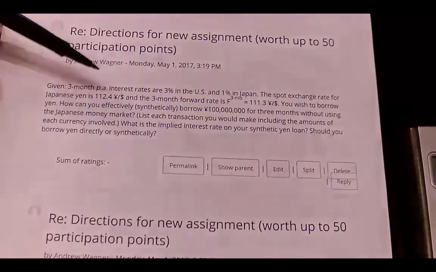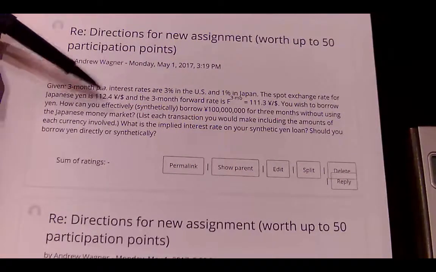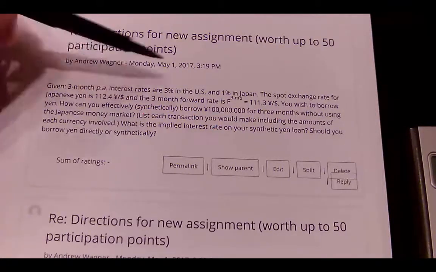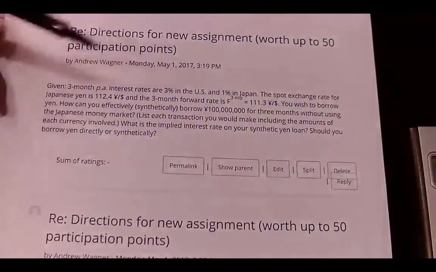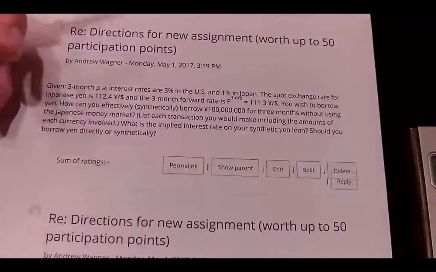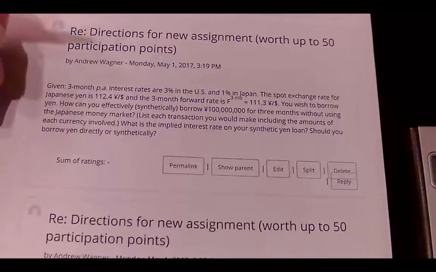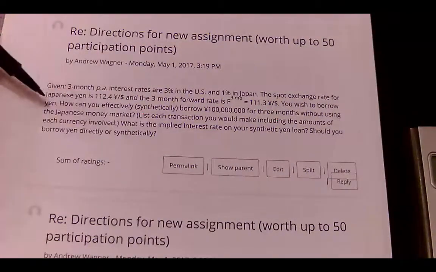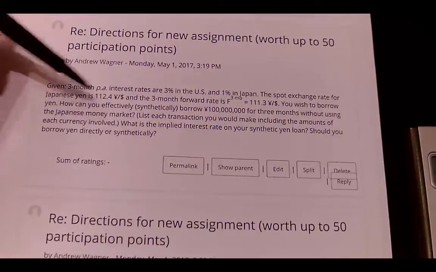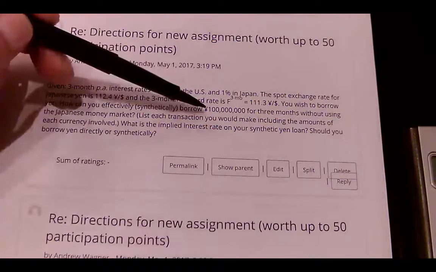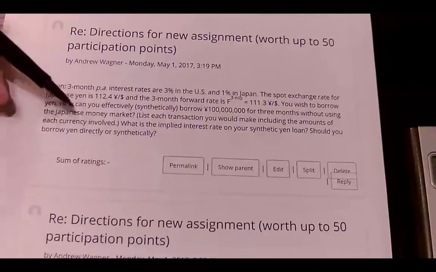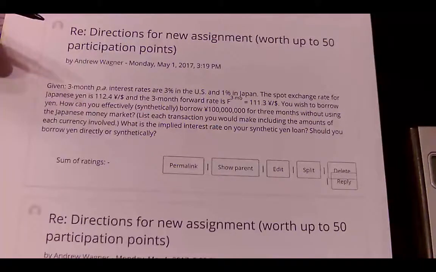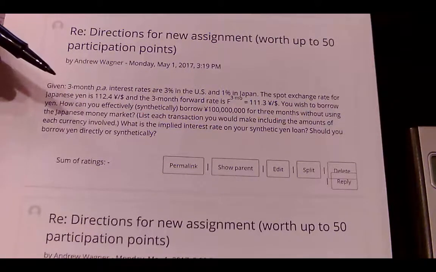You're given the spot exchange rate for yen of 112.4 yen per dollar, and the 3-month forward rate of 111.3 yen per dollar. That is how much you would have to pay in yen to receive $1. At any rate, you wish to borrow yen, but here they want you to synthetically borrow 100 million yen for 3 months without using the Japanese money market. That means without borrowing Japanese yen.